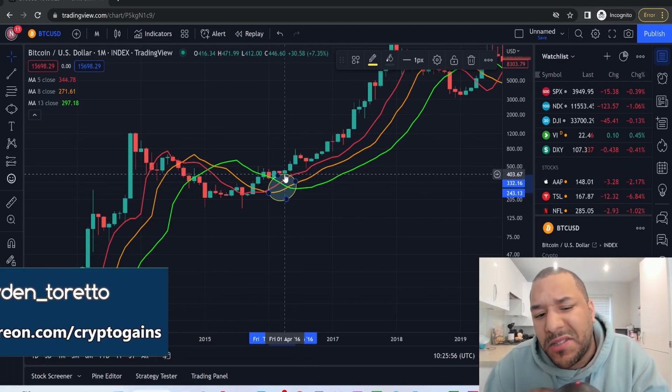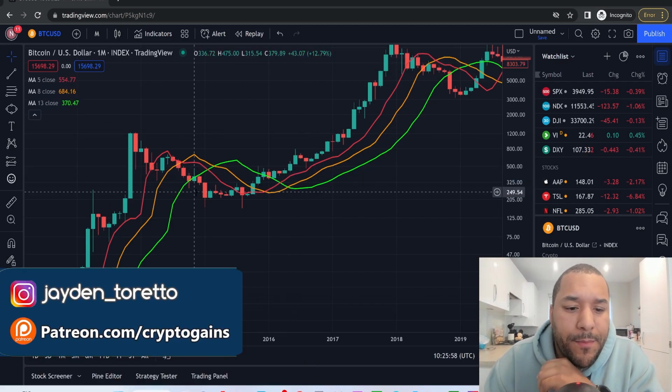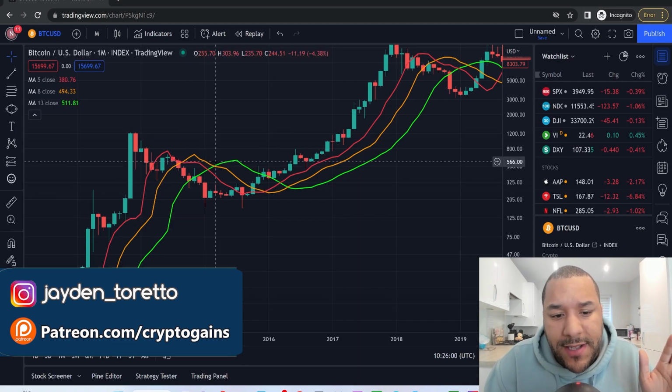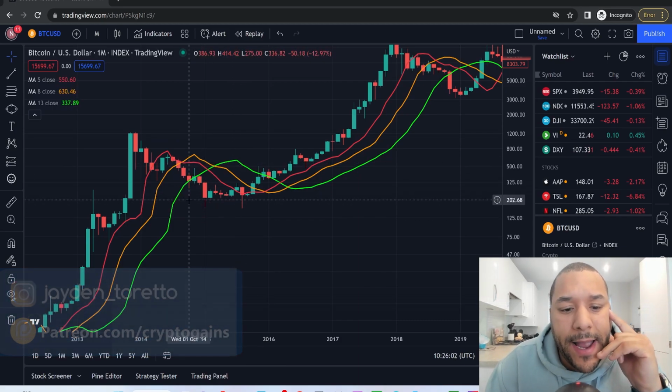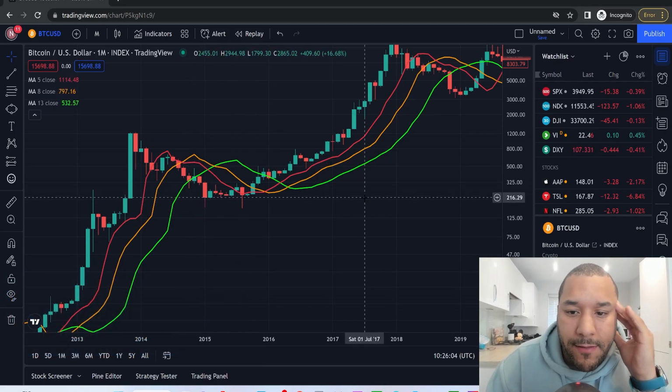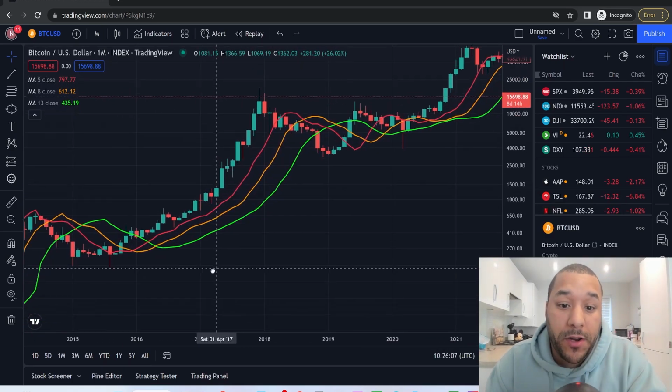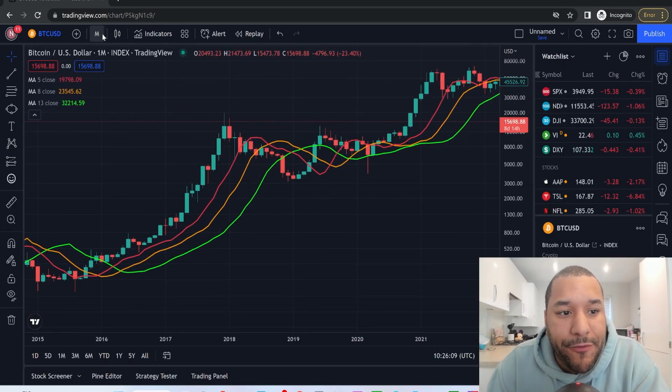Hopefully I haven't made it sound too complicated so far. But when you see this green line cross with these red and this yellow line, we're forming some kind of a base, a bottom, right? And that holds true for all cycles. Again, monthly time frame, right?